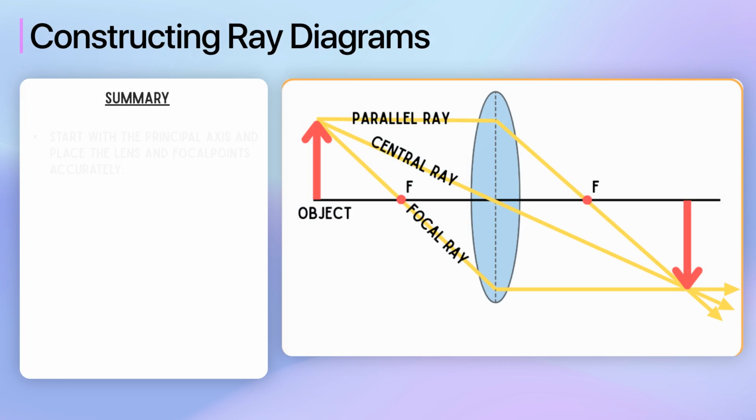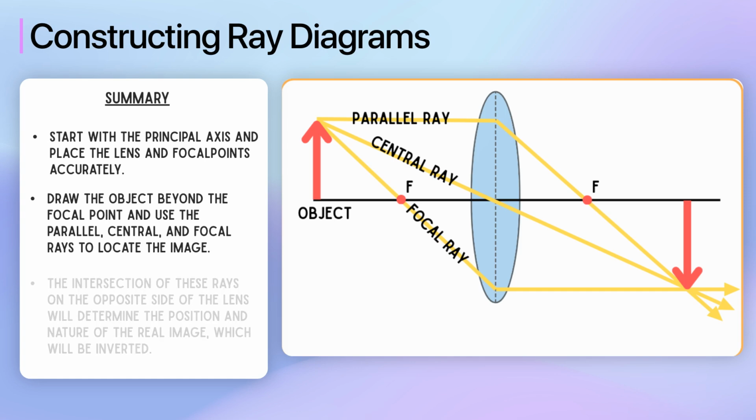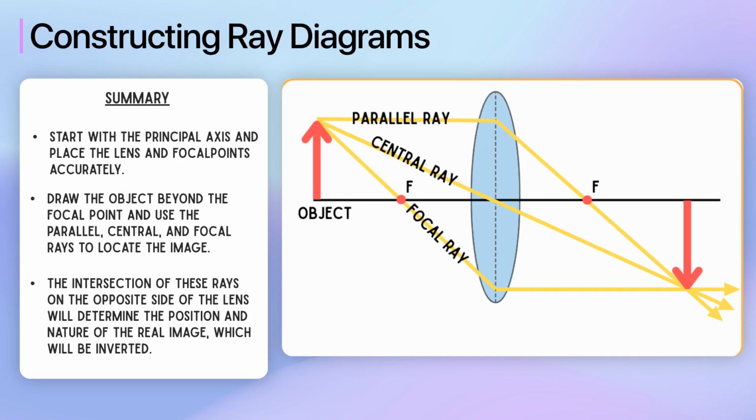To summarize, start with the principal axis and place the lens and focal points accurately. Draw the object beyond the focal point and use the parallel, central and focal rays to locate the image. The intersection of these rays on the opposite side of the lens will determine the position and nature of the real image, which will be inverted.